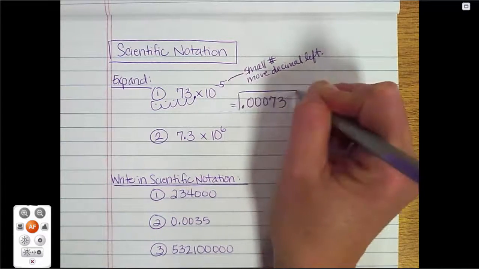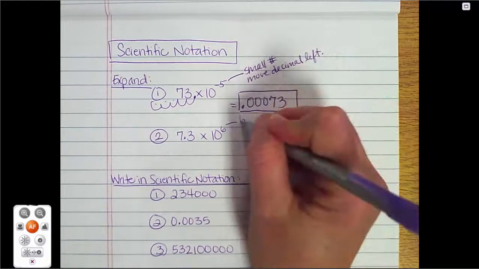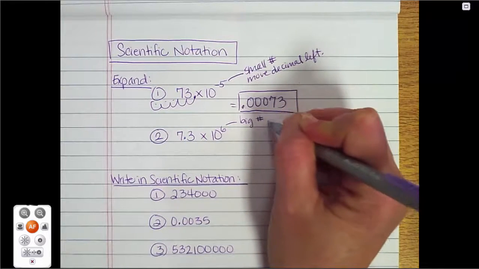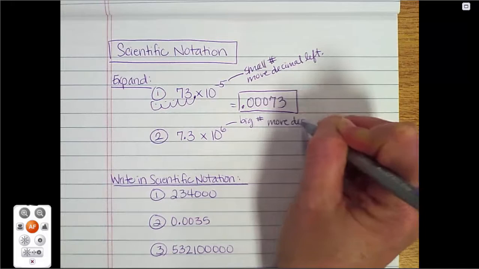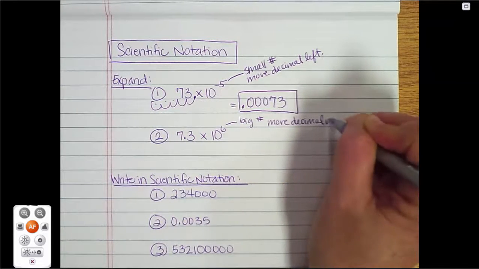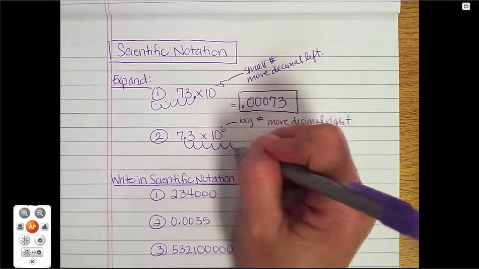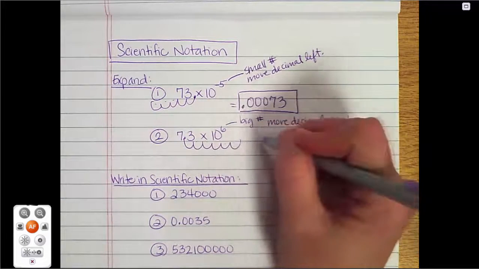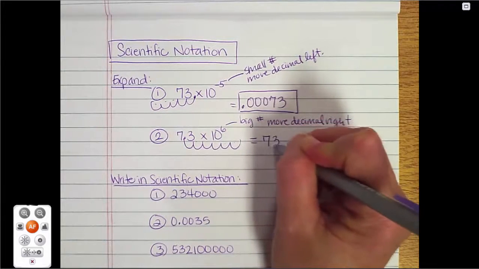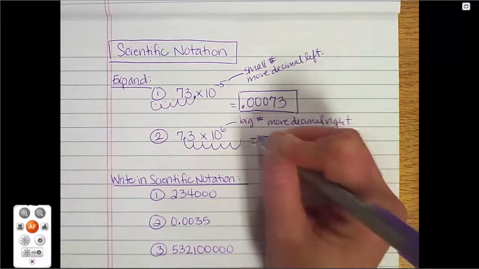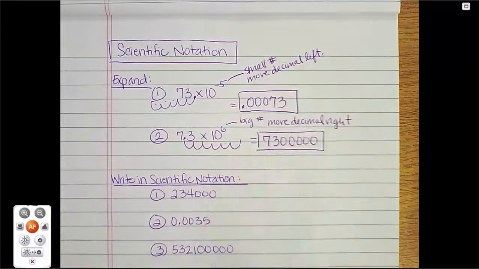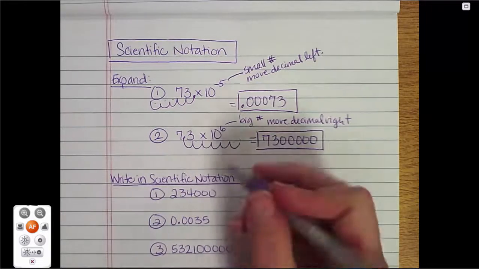0.00073. If you have a big exponent, or a whole number, positive exponent, that means a big number, which means move your decimal that many places right. So 7.3 times 10 to the sixth is equal to 73 with 5 zeros, or 7,300,000.